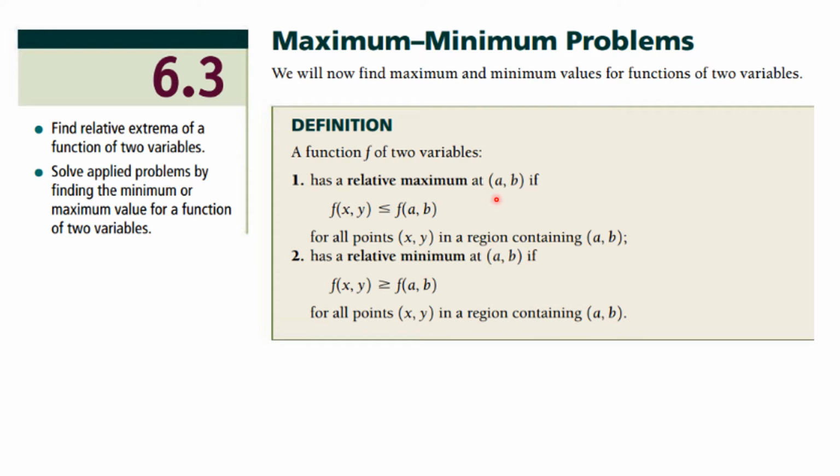Well, it means very much the same thing. For a function of two variables, it has a relative maximum at the ordered pair (a, b) if f(a, b) is bigger than or equal to f(x, y) for all points (x, y) in a region, that really means a circle containing the point (a, b). And similarly, it has a relative minimum at (a, b) if f(x, y) is bigger than or equal to f(a, b) for all points (x, y) in a region, that means a circle containing (a, b).